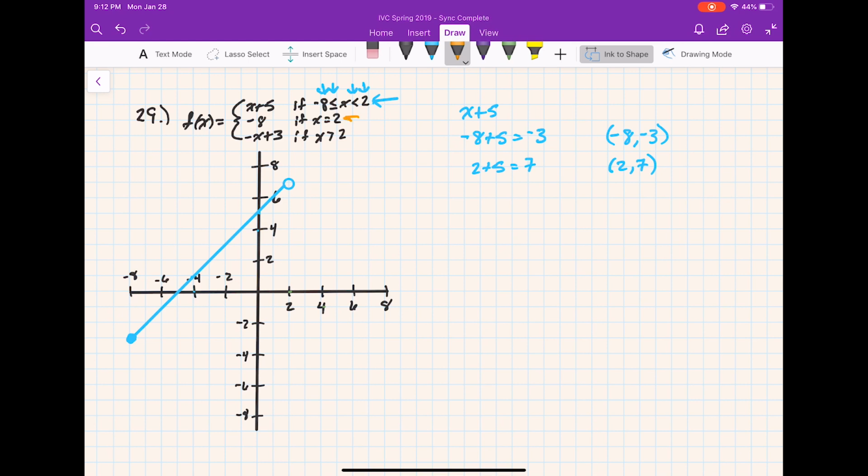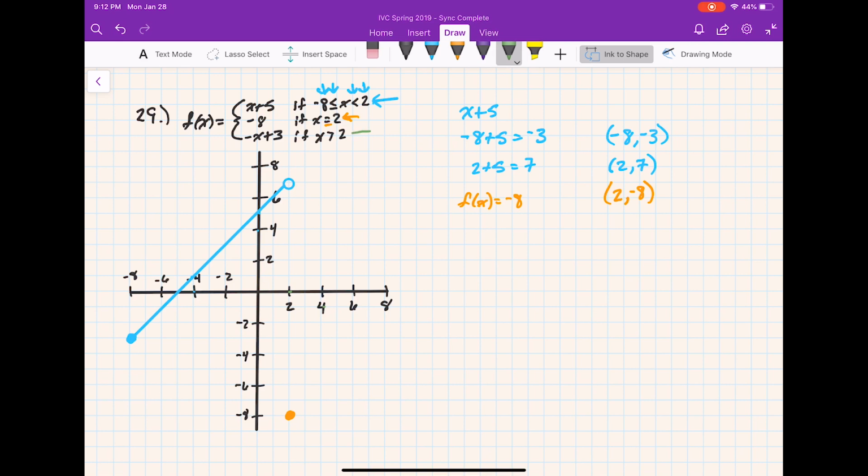So next we'll do this next one in orange. And so f of x equals negative 8. Well, that's just telling us what the y coordinate is. So at an x of 2, our f of x is negative 8. So we just have one point here, and it's obviously equal to, so it's going to be a solid circle.